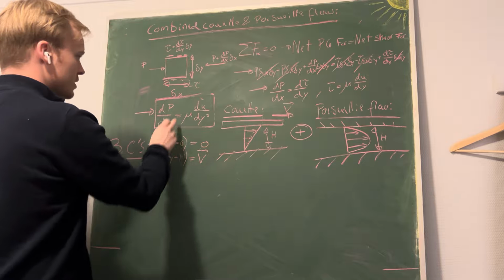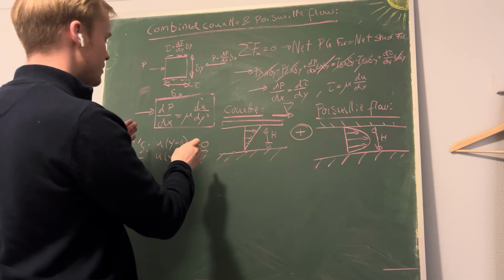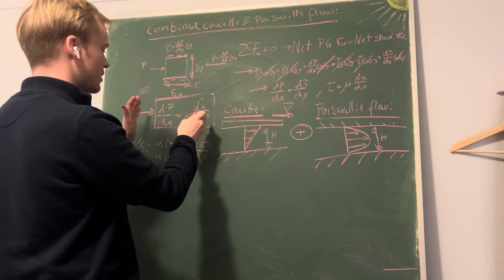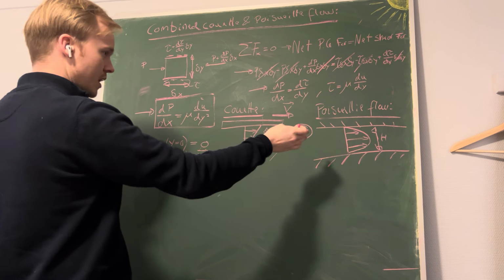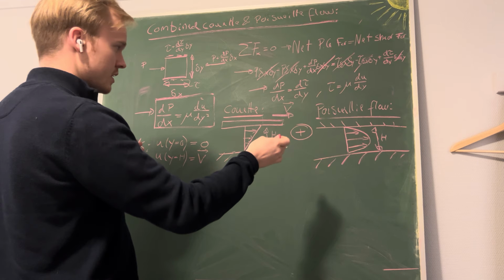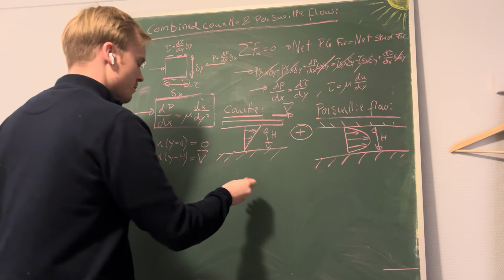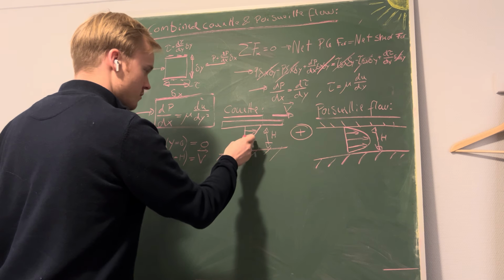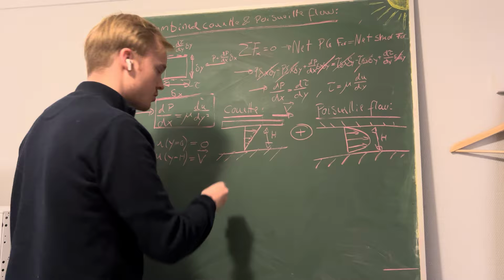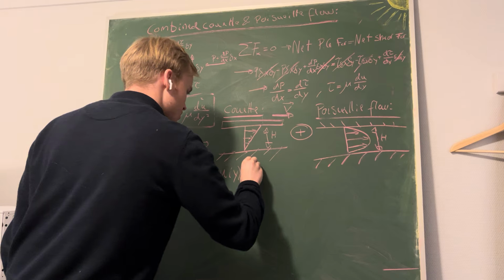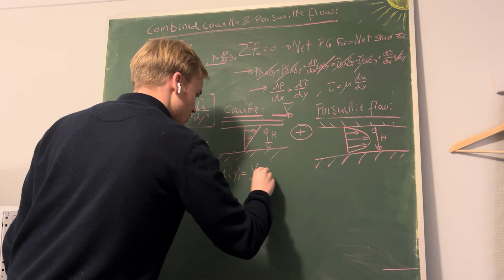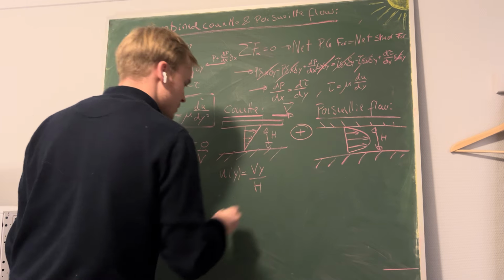So if we integrate this, we still end up with an equation for how this works. And if we remember the equation for the velocity profile for the Couette flow, it was u of y is equal to v y over h, like this.